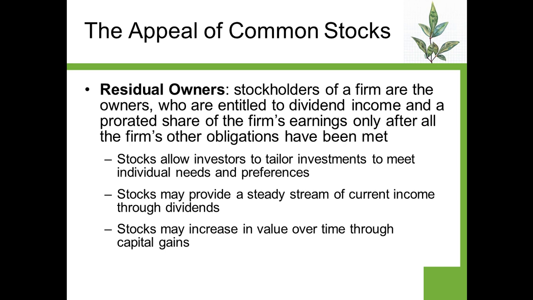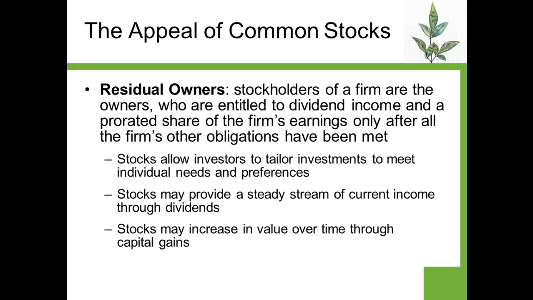So stocks allow investors to tailor investments to meet individual needs and preferences. The residual owner makes investments for the purpose of fulfilling their own needs and preferences in society. Stock may provide a steady stream of current income. Steady stream means every year, every month, the stockholder will get income from the organization. So it's called a steady stream of current income through dividend. So this income is called dividend.